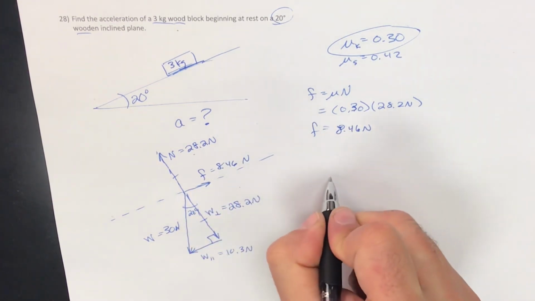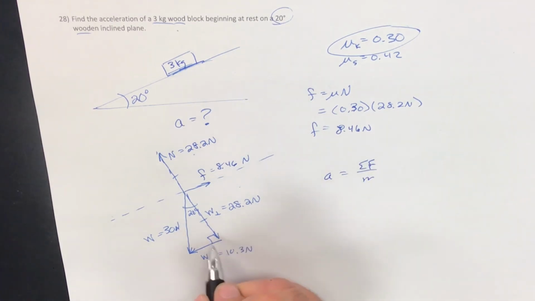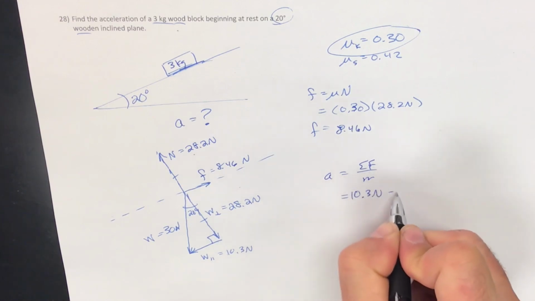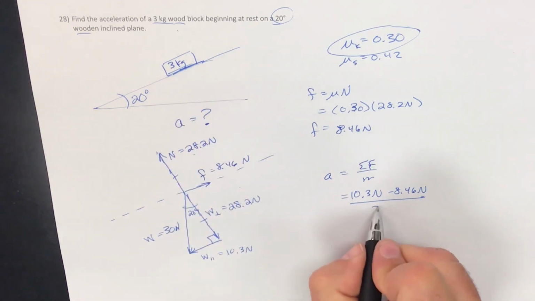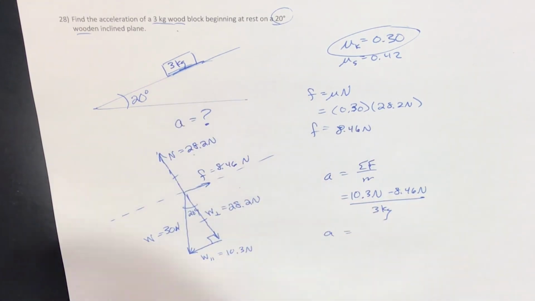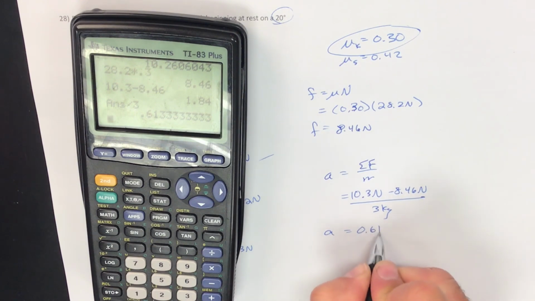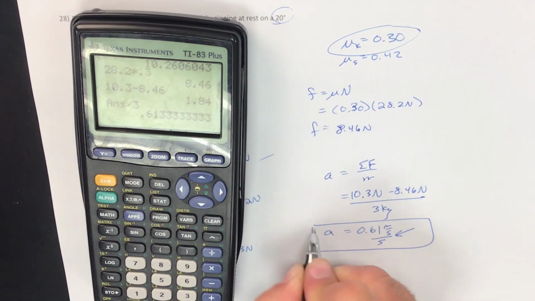and a 10.3. The acceleration is the net force divided by the mass, and that net force is 10.3 newtons minus 8.46 newtons divided by mass of 3 kilograms. 10.3 minus 8.46 or 8.5 is 1.84 divided by 3 is 0.61 meters per second every second in that direction. There's the acceleration.